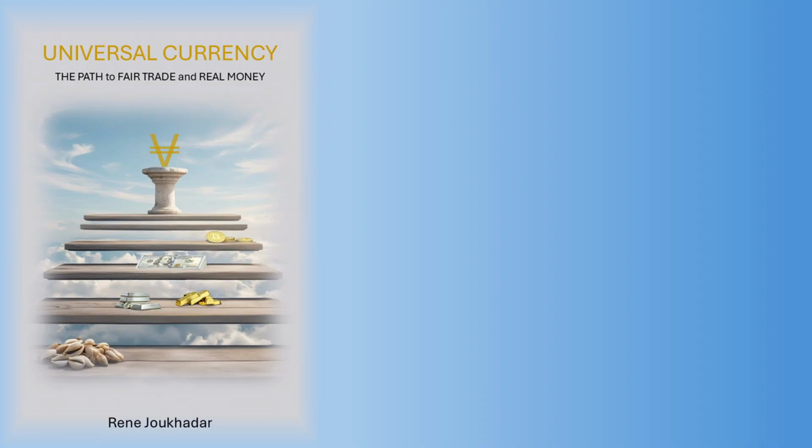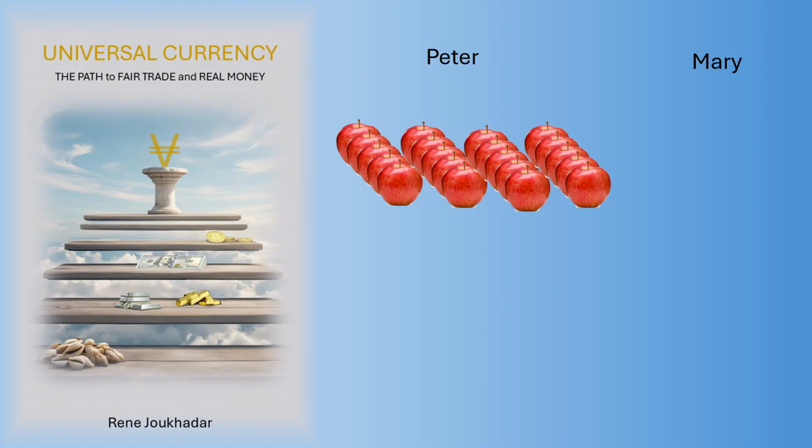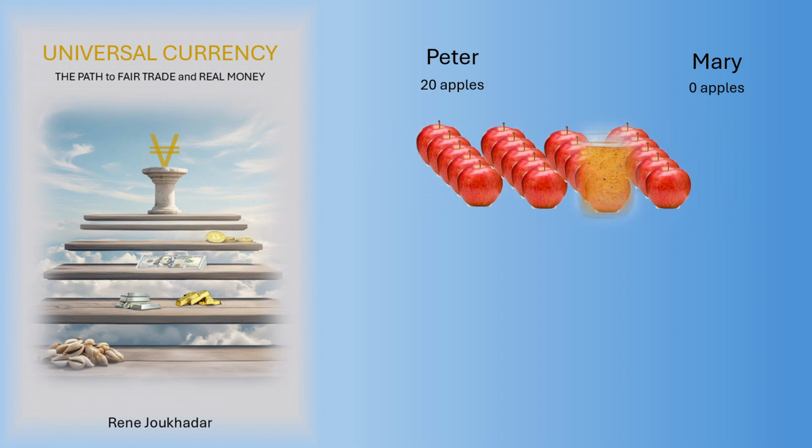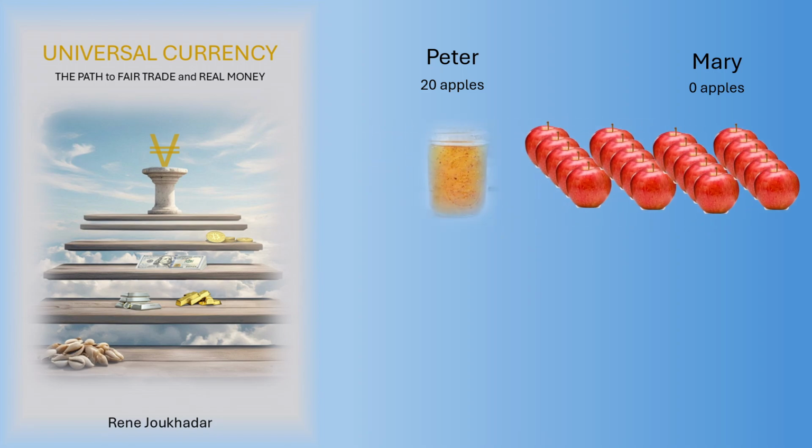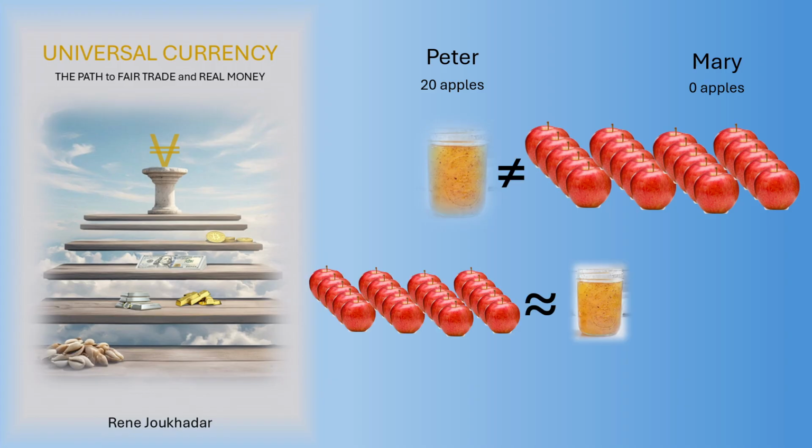Here you have Peter and Mary. Peter has 20 apples and Mary has nothing, but she offers Peter a jar of apple jam in exchange for his 20 apples. The jam is a more complex product than the primary product, which is apples. Peter agrees and the exchange takes place. Now, unlike the previous example with Peter and John, where the apple was equivalent to the orange, here the jar of jam is not equivalent to the 20 apples. Mary just needed 10 apples to make a jar of jam, and the remaining 10 were her profit.